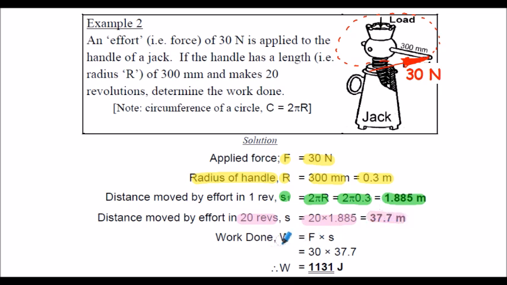Finally, calculating the work done, that's simply the force from above multiplied by the total distance travelled. So that's the 30 newtons multiplied by the 37.7 meters. Our final answer for the work done is 1,131 joules.